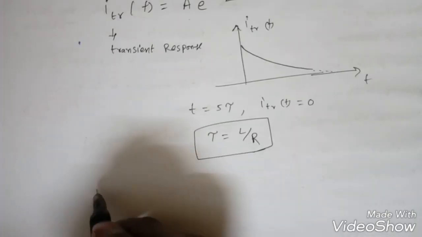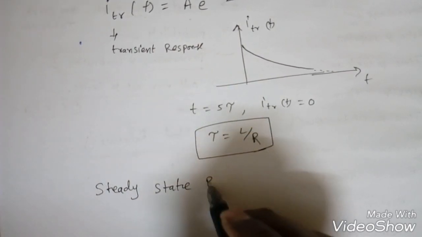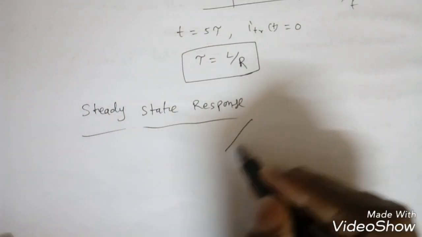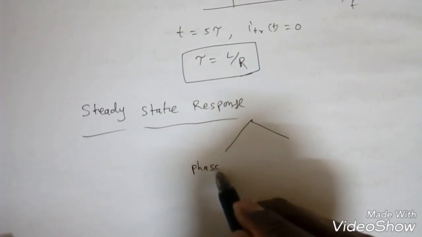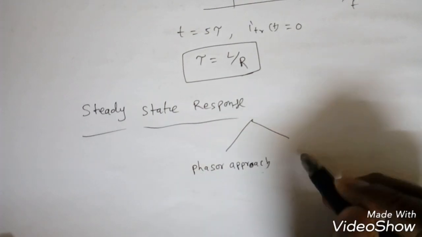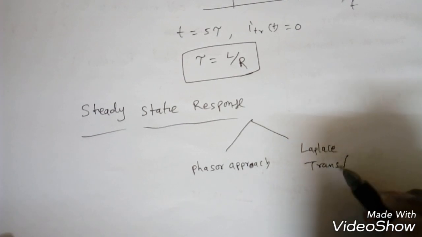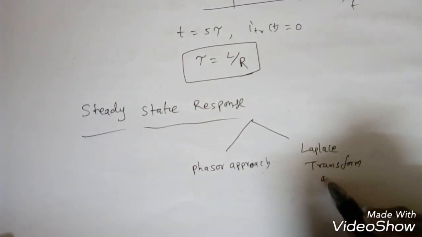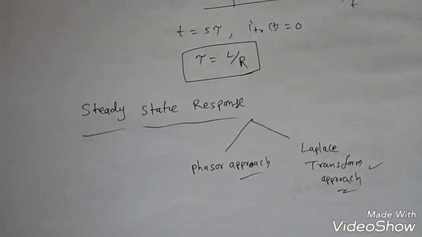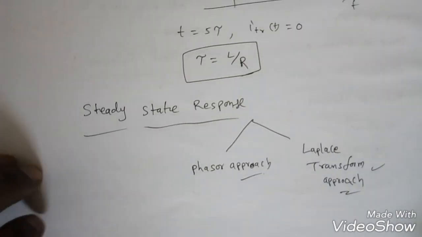Now to find the steady state response, we have two different approaches. One is the phasor approach, which is a very useful approach, and the other is the Laplace transform approach. We will do both cases: first the phasor approach, then the Laplace transform approach.